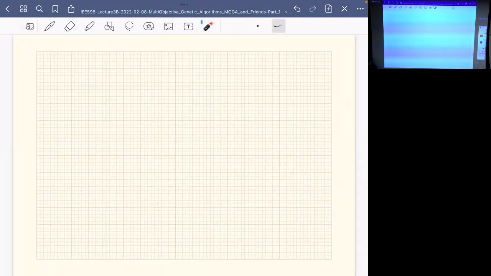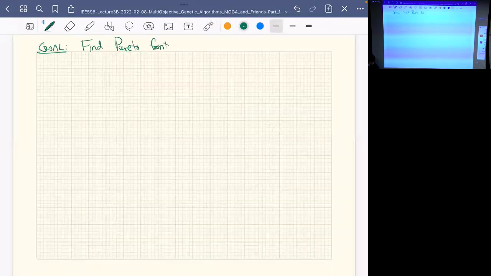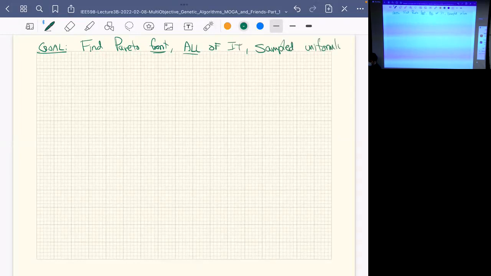And so again, remember the goal is to find a set here. So find the Pareto front, all of it. That's our goal. We'll never find all of it. The ideal would be sampled uniformly.